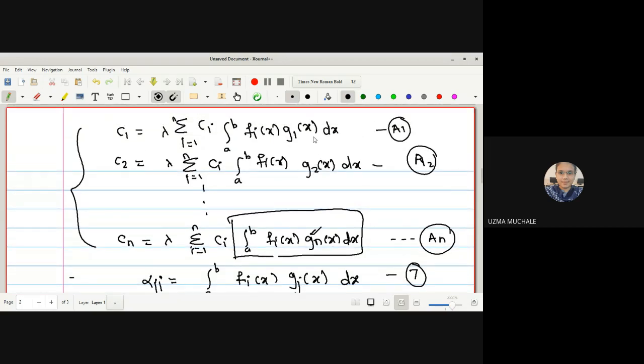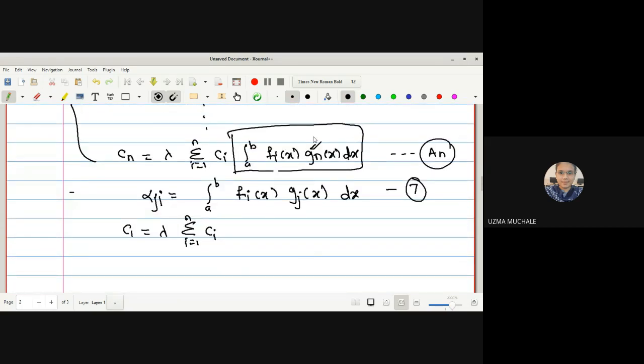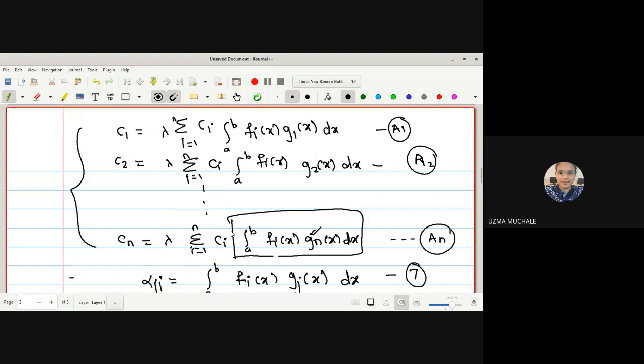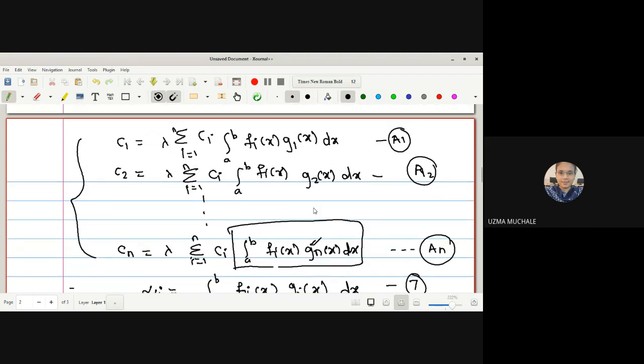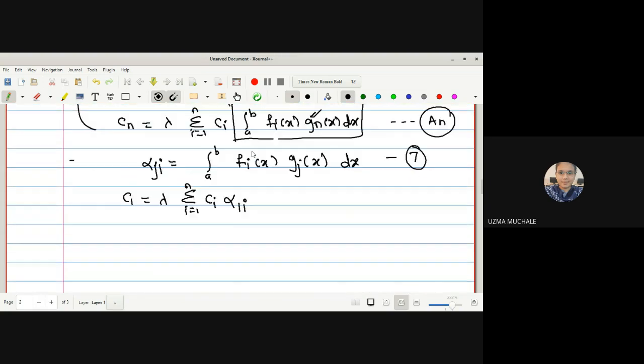a to b fi of x into g1. So what will be the value of that term? It will be alpha 1i, because fi is fixed and j is varying. j is varying: g1, g2, up to gn. So fi we have fixed. So the value of that constant is alpha 1j. j is fixed, and i will be fi of x.